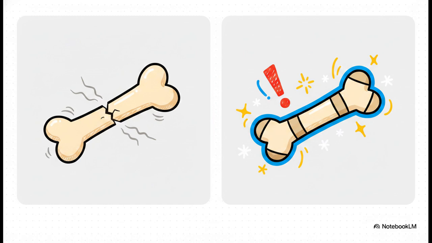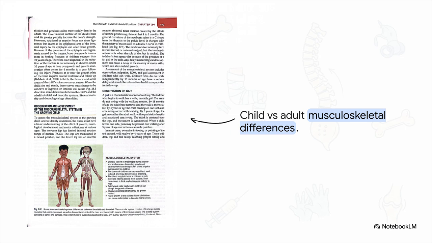On top of that, their periosteum, which is the tissue covering the bone, is much thicker and highly active. That thicker periosteum means a child's fracture is going to heal much more rapidly than an adult's. But here's the catch. Any injury to that epiphyseal plate is a massive red flag. If that plate fractures, it can actually disrupt the longitudinal growth of that bone, literally permanently altering the child's physical development.